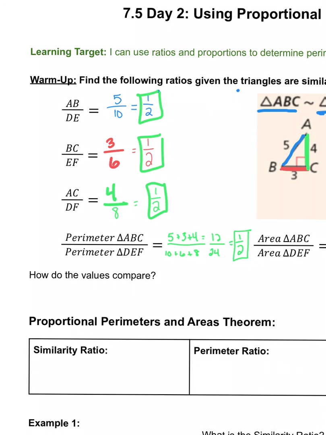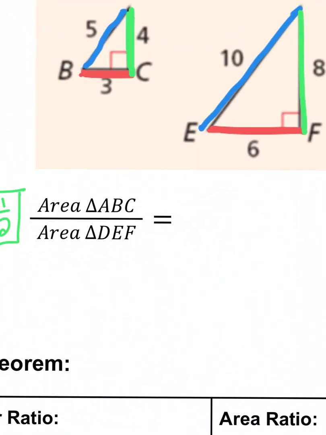Now, area is going to be a little bit different. So area of a triangle, remember when we do the area of a triangle, we use 1/2 times the base times the height. Our base and height need to be touching our 90-degree angle. So my base is going to be 3 and my height is going to be 4. And that is because they were both touching that 90-degree angle. The hypotenuse is not a part of it.